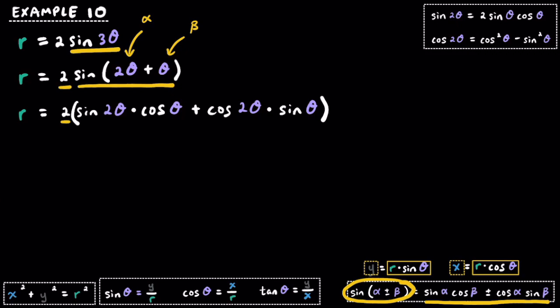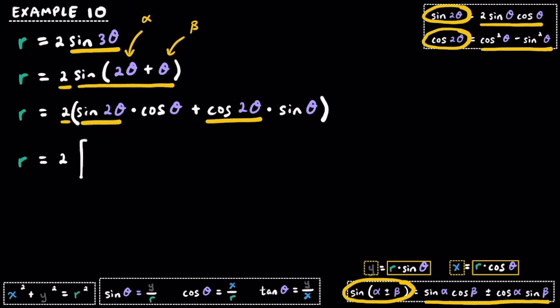Now to continue on, we have to notice that this sine of 2 theta is one of our double angle formulas. And we're also going to want to notice that this cosine of 2 theta is another one of these double angle formulas. So we're going to have to make these substitutions in and do so right now. On the left side, we're going to have this lonely little r is equal to 2 times the quantity of, let's make a substitution for sine of 2 theta.